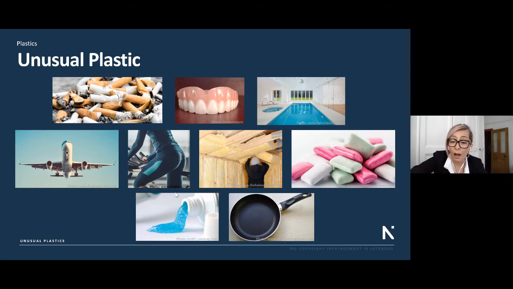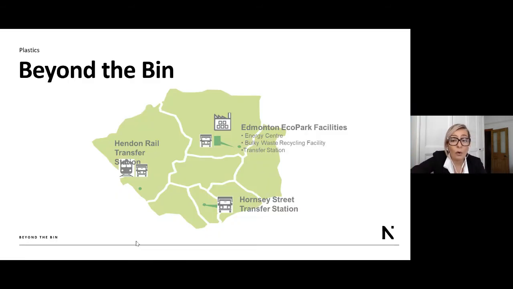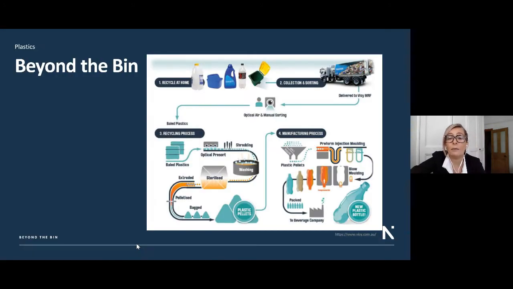Now that we are aware of the common and unusual plastics in our lives, shall we have a look at what happens to your recyclable plastic beyond your bin after you present it for collection? It will first be sent to one of these transfer stations if you live in North London, and from there it will go to a MRF. A MRF is a material recycling facility.